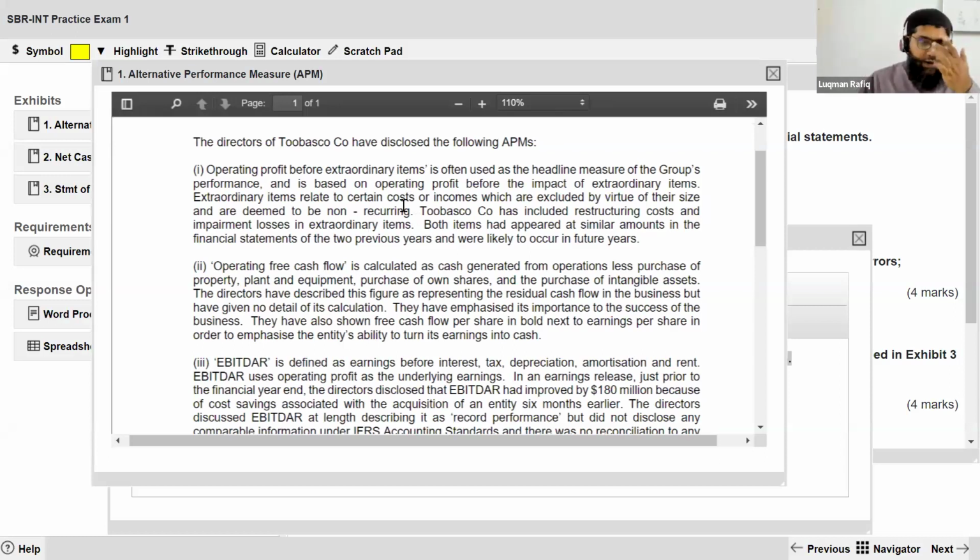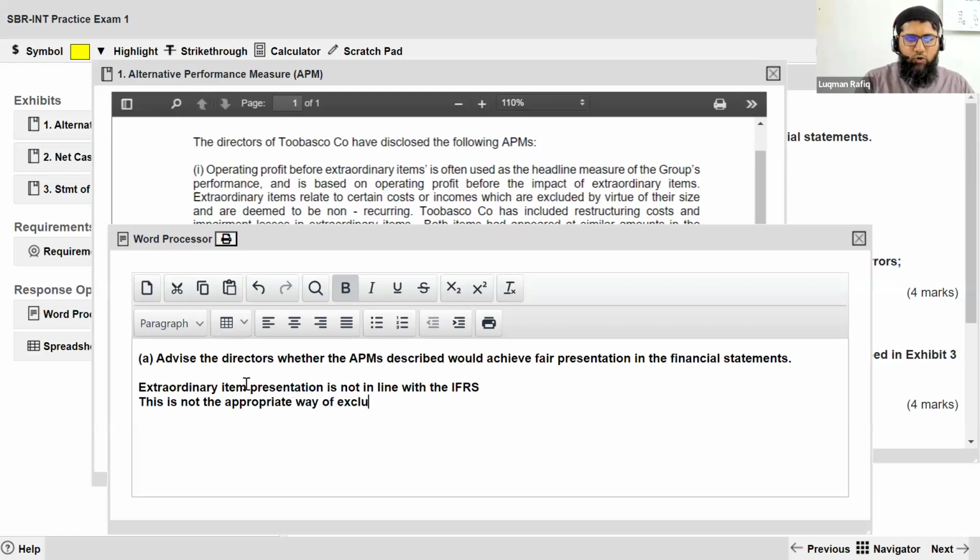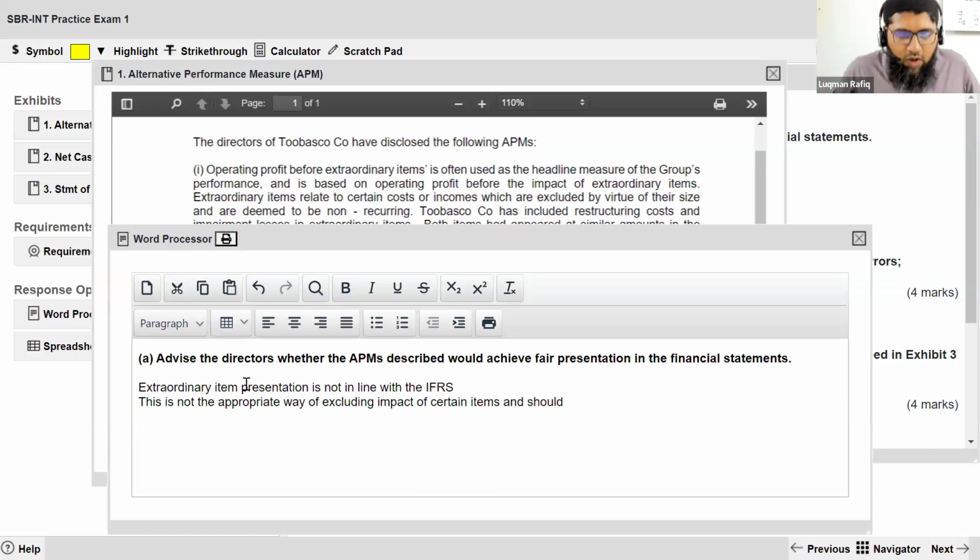Okay, so it says that extra... Now what we need to do is mention a few pointers, which I'm just writing down: the extraordinary item presentation is not in line with the IFRS. This is not the appropriate way of excluding the impact of certain items and should not be disclosed accordingly.